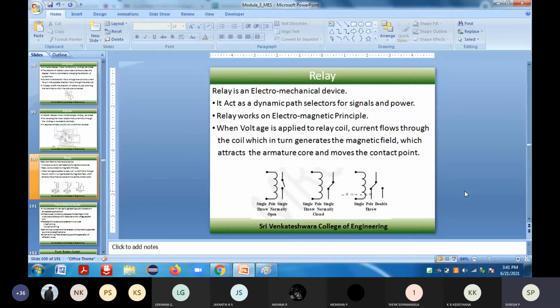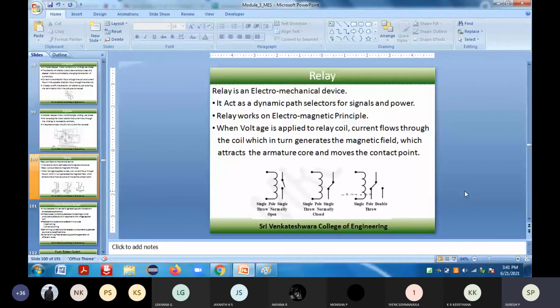Whereas your normal switch uses a single pole single throw. When the switch is on or off, it is done electrically. But in a relay, what will happen? It will be done automatically. The switch is going to open or close automatically. That's it. That is nothing else.